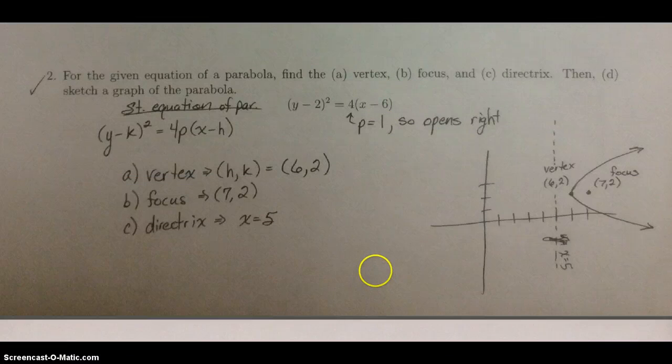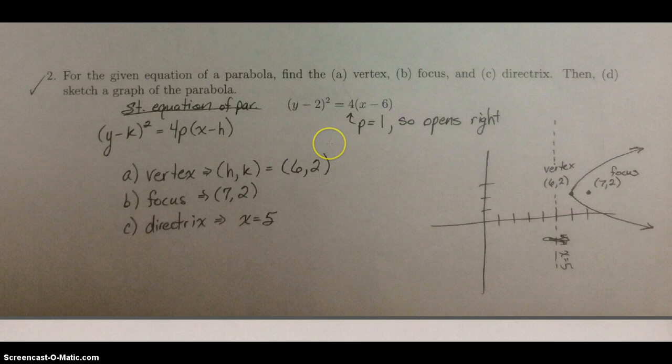Okay, couple things to point out here. One, we have a y squared and just a plain x, which tells us that the parabola will open left or right. Because this is a positive term out here, we know that it does open right.